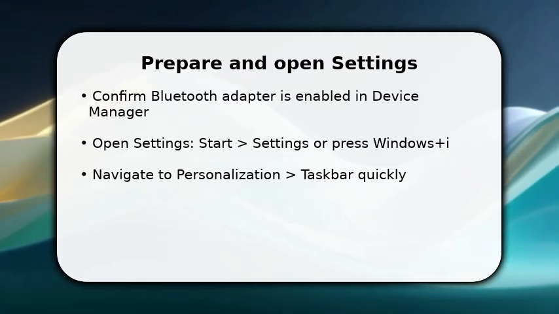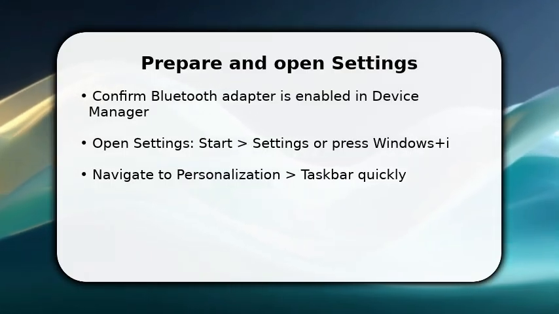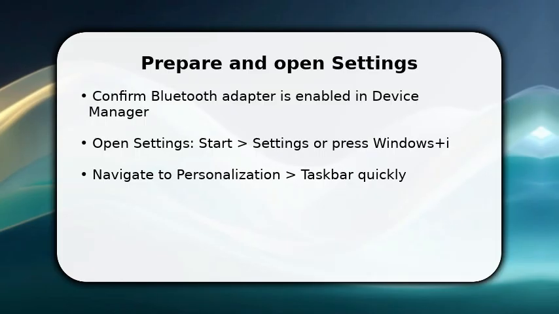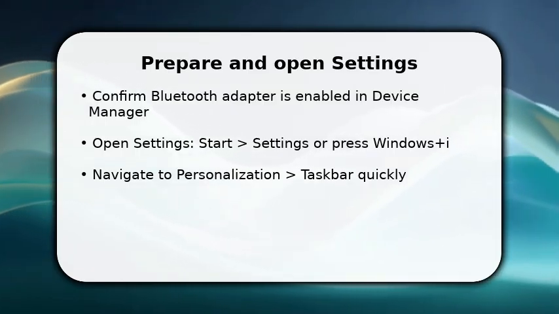You need admin access and an active Bluetooth adapter. Open Settings now. Once Settings is open, go directly to Personalization, then Taskbar. Make sure Quick Settings or System icons are accessible.